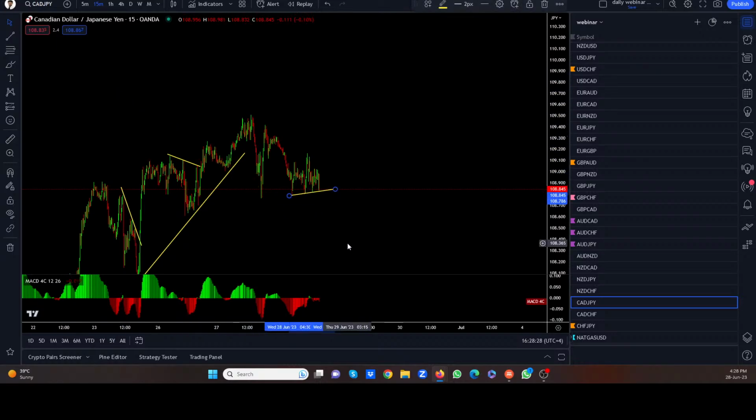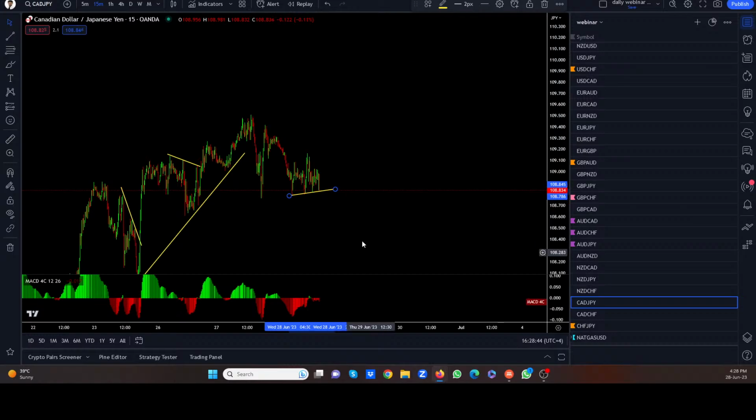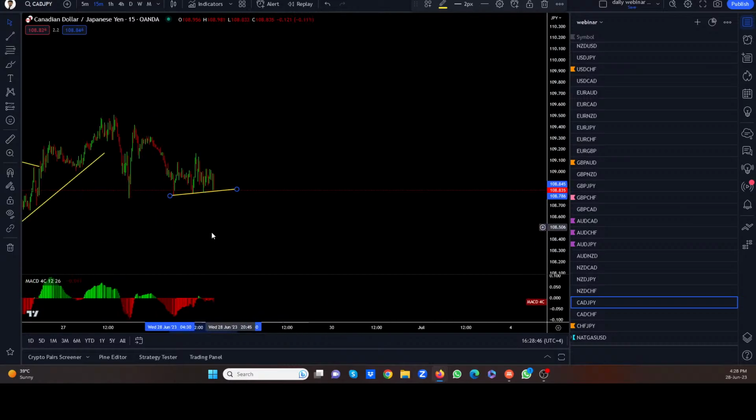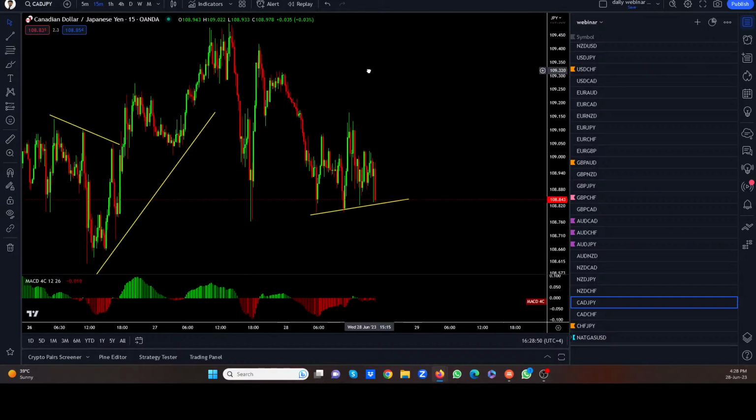But because we have this deep pullback into this move, there's a chance that once you break that low, you do this, then you come back and then go. So you can try to sell this, but just be aware that you might have to close it for break even pretty quick. Put a stop above here and put an entry here for the sell. It's an aggressive sell.